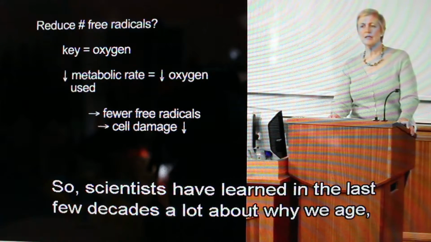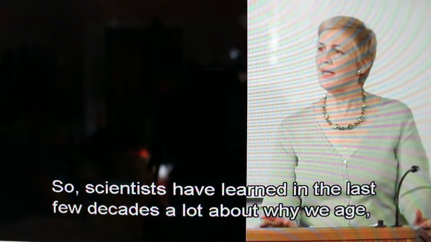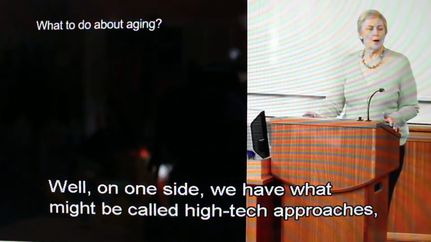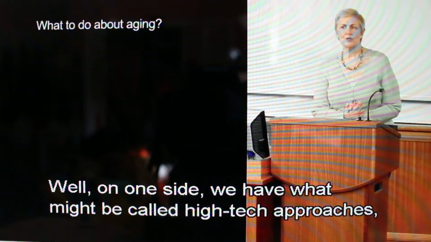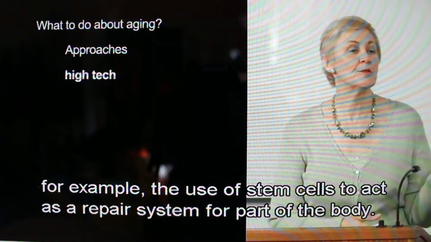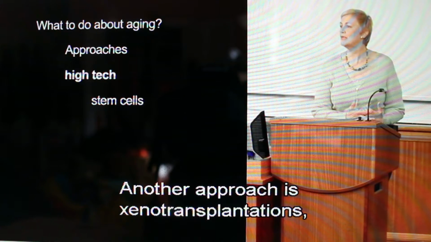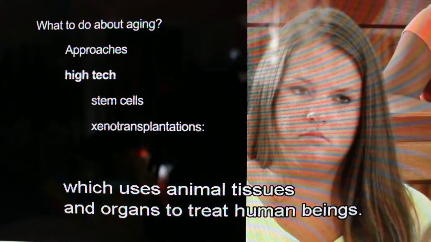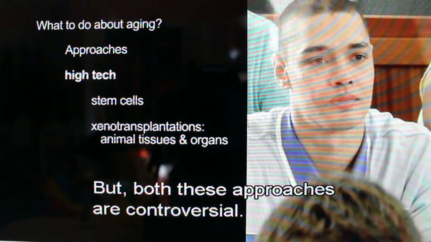So, scientists have learned in the last few decades a lot about why we age, but what can we do about it? Well, on one side, we have what might be called high-tech approaches. For example, the use of stem cells to act as a repair system for part of the body. Another approach is xenotransplantations, which uses animal tissues and organs to treat human beings. But both these approaches are controversial.